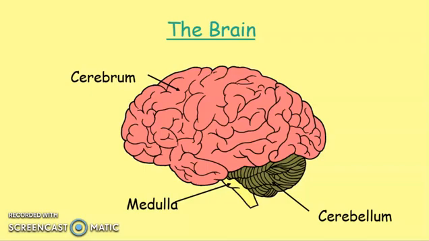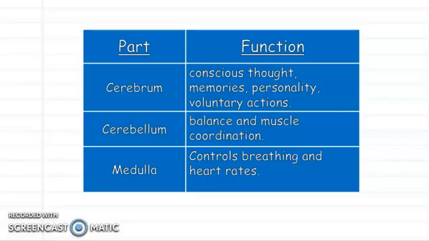Underneath the medulla is the spinal cord coming out, going down the middle of the vertebrae. The different functions of the different parts of the brain: the cerebrum is the place where conscious thoughts are generated, memories, personality, and voluntary actions. The cerebellum is responsible for balance and muscle coordination, and the medulla controls breathing and heart rates.